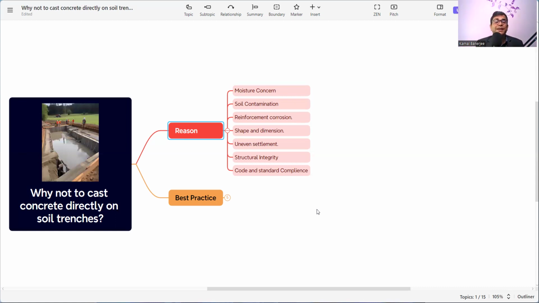So the design criteria will not be satisfied, and if the design criteria is not satisfied, we are not getting the proper result, and eventually this can be a structural problem.